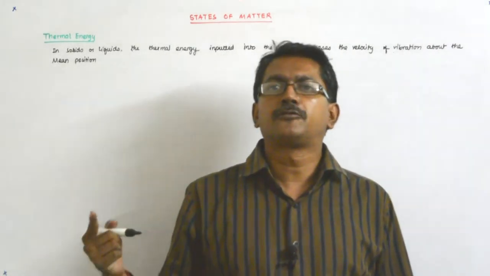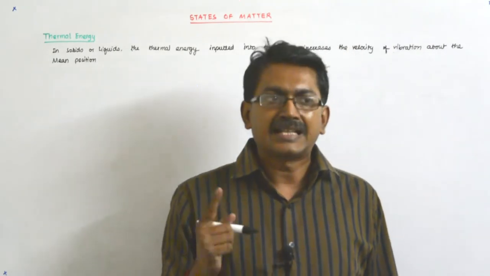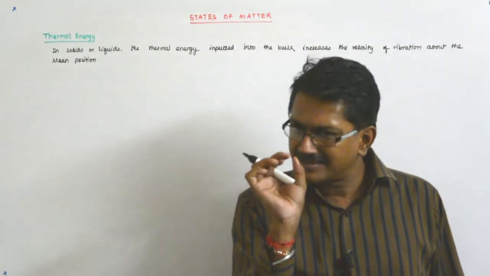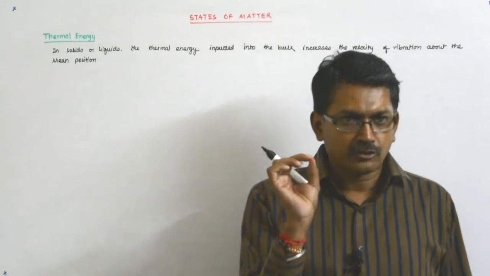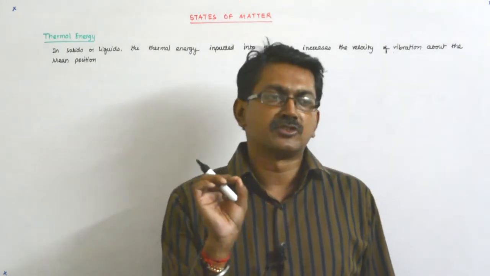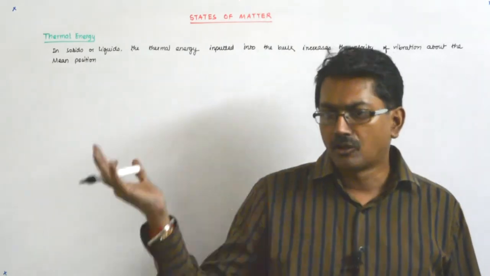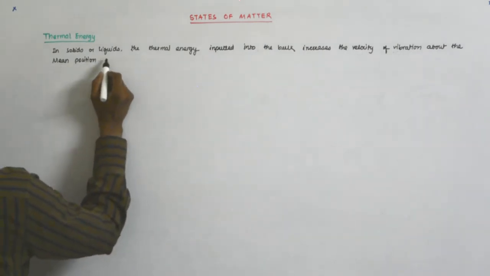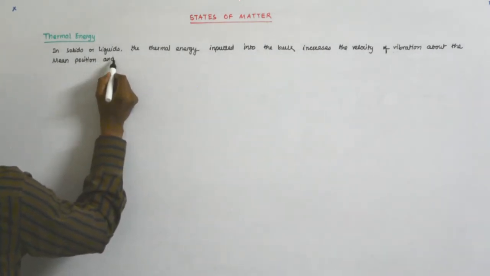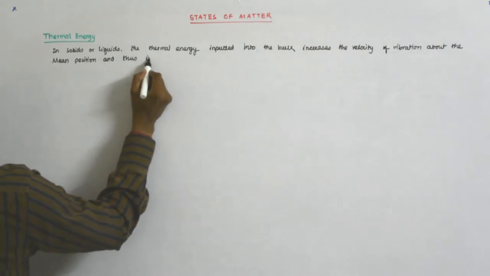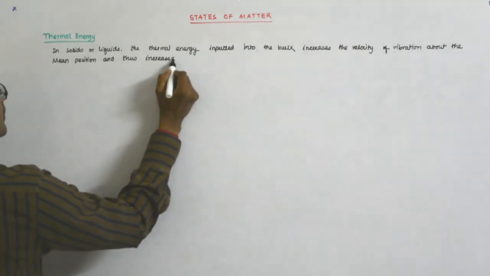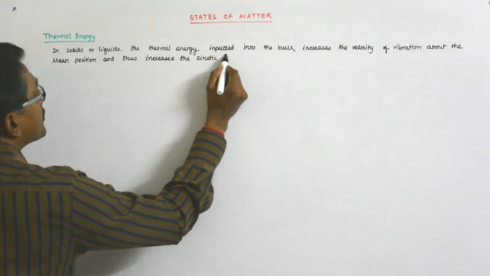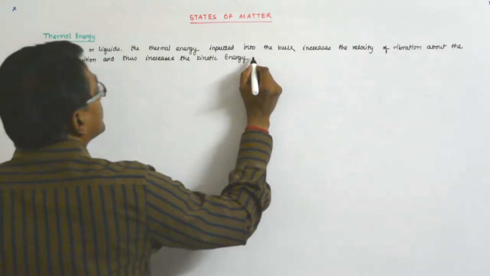In liquids, it also starts flowing from one place to another, but that is apart from the vibration that it undergoes. It's still undergoing some amount of vibration while it is seated at one place. It is only the gases which do not vibrate about a mean position. They actually start shooting very fast in all directions. So, increase the velocity of vibration about the mean position, and thus increases the kinetic energy of the molecules.